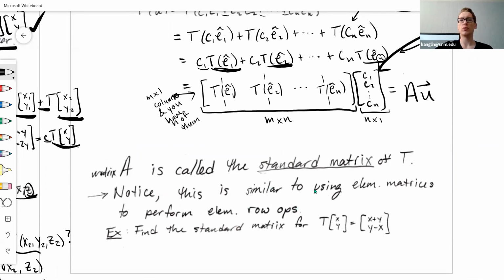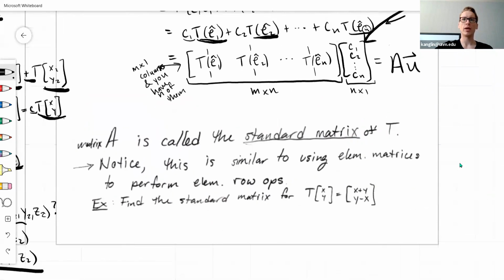And notice this is similar to using elementary matrices to perform elementary row operations, right? We understood with row operations how to actually perform these operations on an augmented matrix. We didn't have a really good systematic way of describing that mathematically, right? Until we had elementary matrices, which would then be representing these row operations just as simple matrix multiplication. It's the same idea here now, but now our transformations aren't necessarily elementary. Now, whatever our transformation is, if it's linear, we know we can describe it as just matrix multiplication, just like we were able to do with the row ops using elementary matrices.